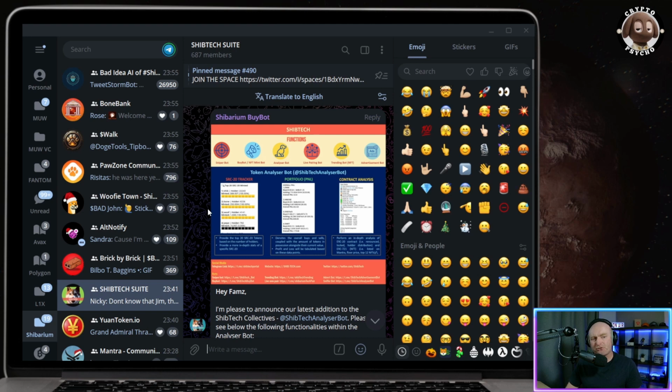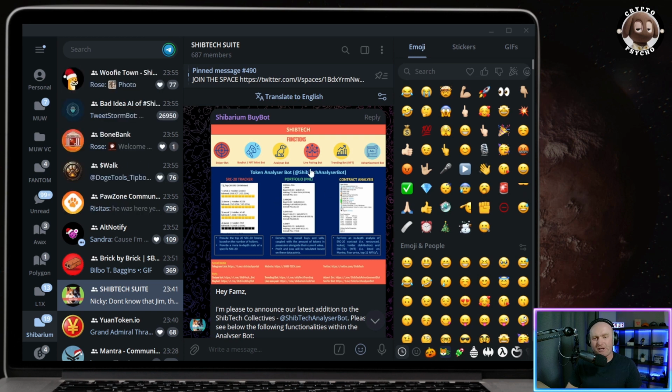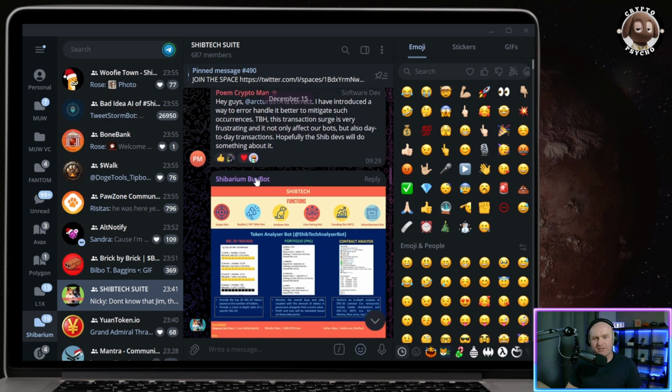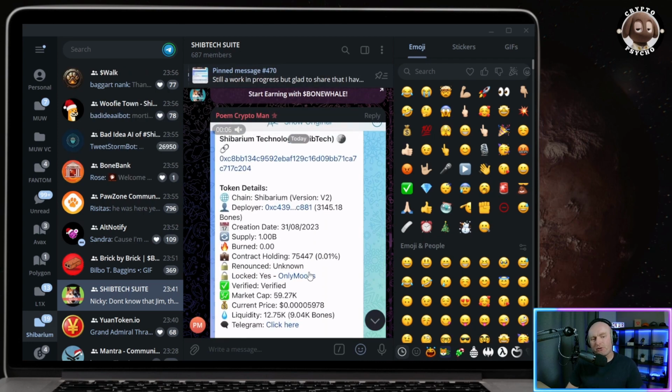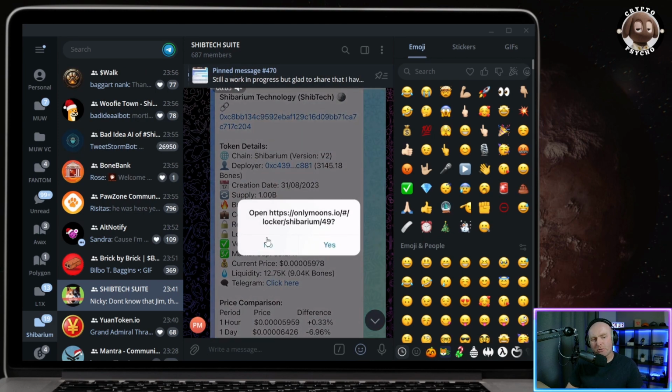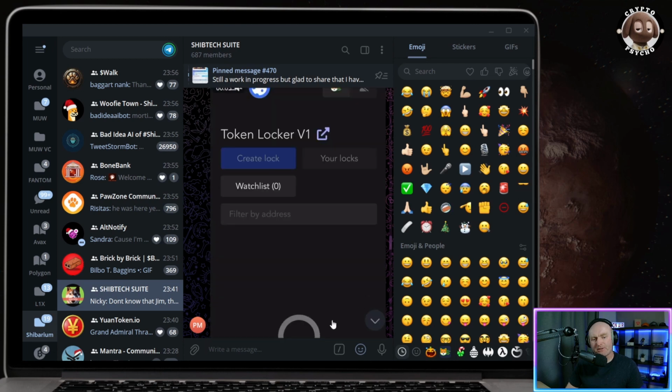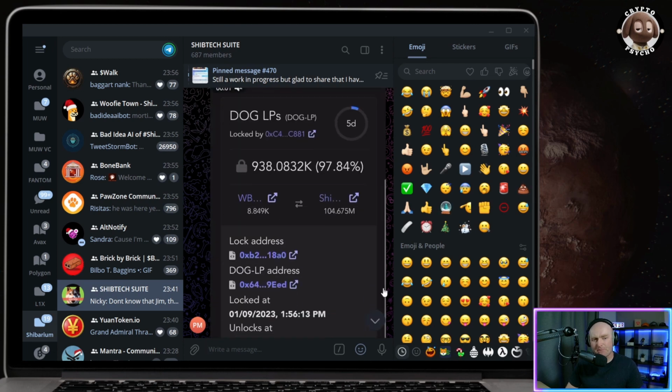And again, if you keep scrolling through or checking pin messages, you'll see, for instance, this is the token Analyser Bot. It's got an infographic showing you everything you need to know, explaining it. And when you scroll through as well, there's also little demos showing you how to use the bots too, in the pin messages, and also on the website as well.